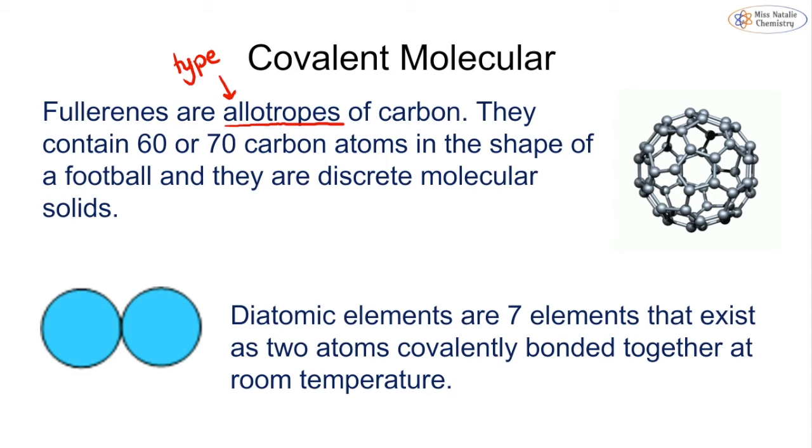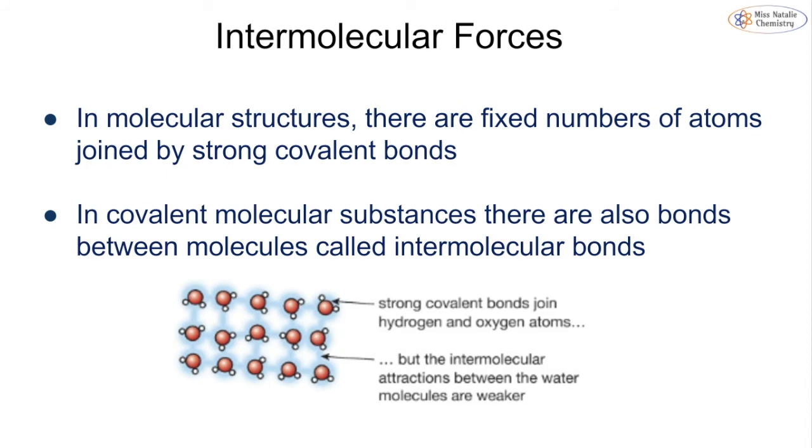The other type that we could have, and this is just one of many different examples, are the diatomic elements, which are ones that we just met. So those are those 7 elements that exist as 2 atoms covalently bonded at room temperature. But the most important thing is that they are fixed with those 2 atoms. That's not something that we can change. So that tells us that these have to be molecular substances.